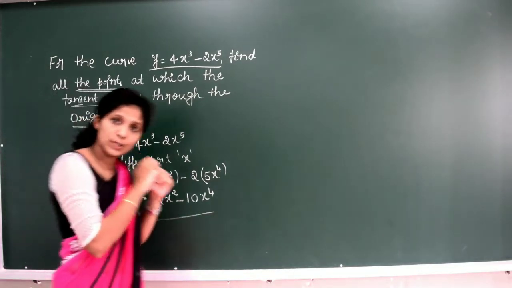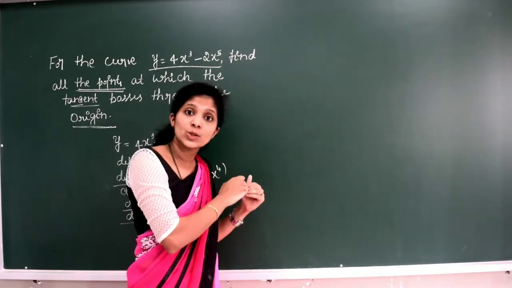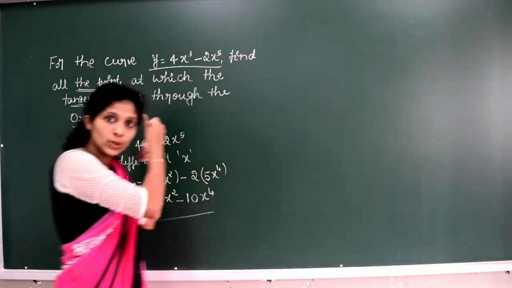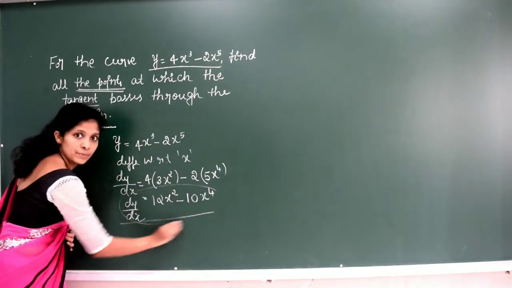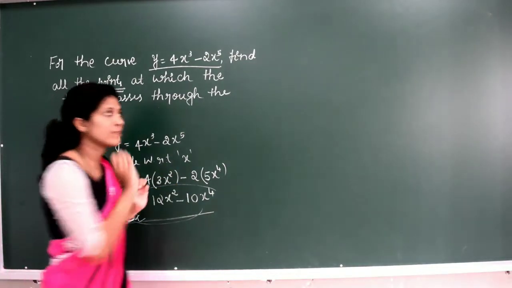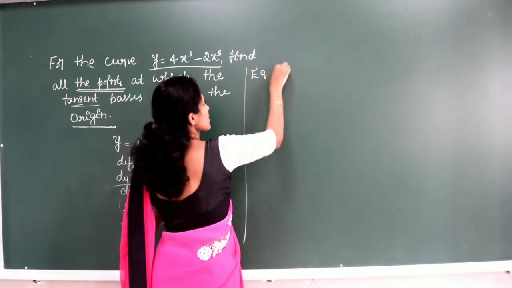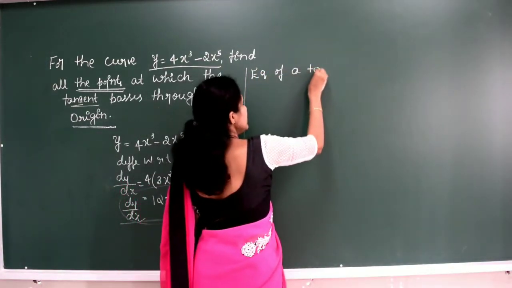We'll find the equation of a tangent by using the tangent. It is given that it passes through the origin, and we have the slope here. By using that it passes through the point and the slope, we'll find the equation of a tangent. Is it clear? Equation of a tangent.